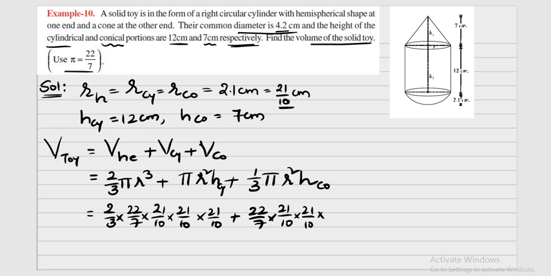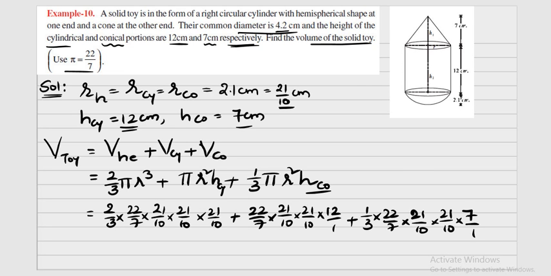21/10 into the height of the cylinder. So substitute the correct height value, because if not, you are going to get a wrong answer. Then 1/3 into 22/7 into the radius, 21/10 into 21/10 into the height of the cone. The height of the cone is 7 centimeters.